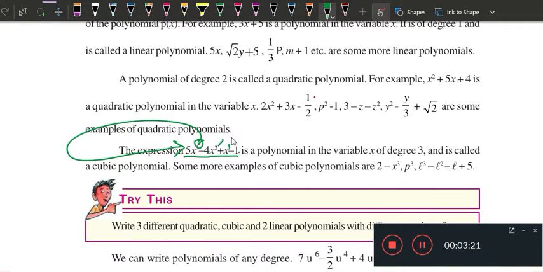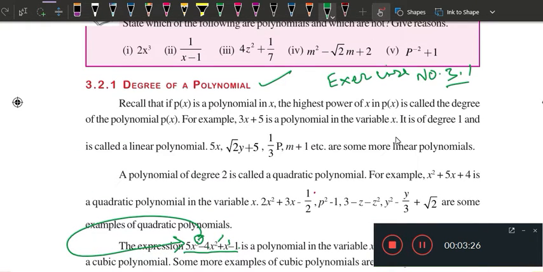Okay children, it's a very easy concept. So degree of polynomial means, if p of x is a polynomial in x, the highest power of x in p of x is called the degree of the polynomial p of x. Just remember highest power of x, that's all, in any polynomial. That is the degree of the polynomial. We will see one more polynomial.